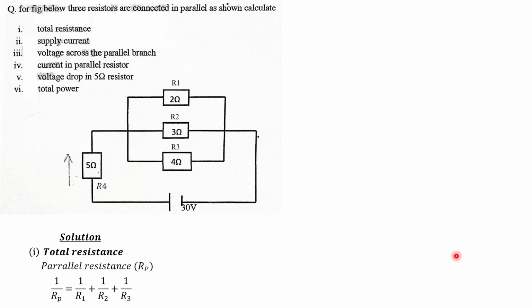All right, so let's move on with III, and we have to calculate the voltage across each resistance. So the supply voltage, that is the total voltage, is equal to VR4, that is the voltage across resistor R4, plus VRP, that is the voltage across the parallel network. So when you add the voltage across the parallel network to the voltage across resistor R4, you should get the total voltage or the supply voltage. I hope you understand.